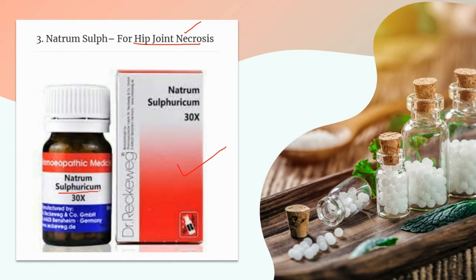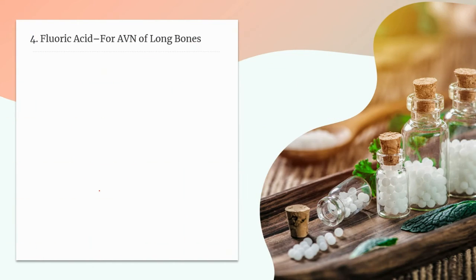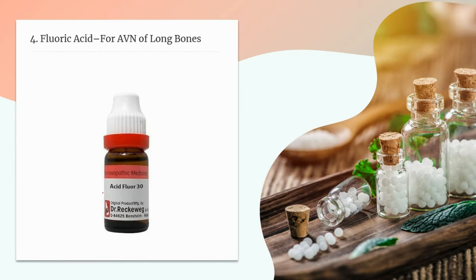Next medicine for avascular necrosis is fluoric acid. So, fluoric acid is the most effective for the necrosis of the long bones. The bones include humerus, femur, and tibia. Fluoric acid is mainly used to halt necrosis appearing in long bones.